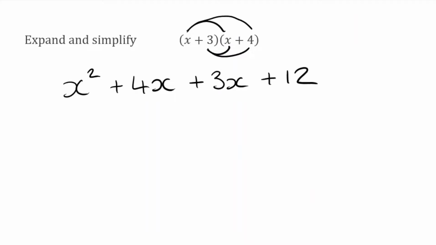Now to simplify. You can see we've got terms of x squared, we've got terms of x, and then we've got our constant term of 12 at the end. So the terms we can combine are our terms of x. So simplified, this would just simply be x squared. We then do 4x add 3x, which is 7x. So plus 7x. And then at the end, we'd have plus 12. And that's the answer to that question.